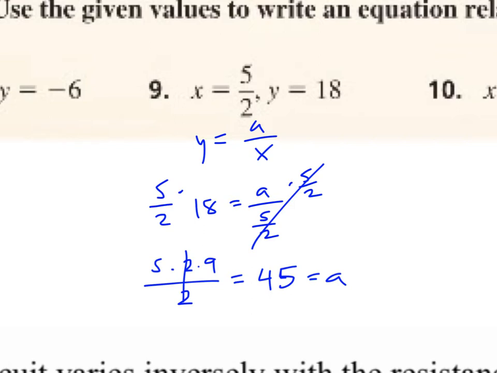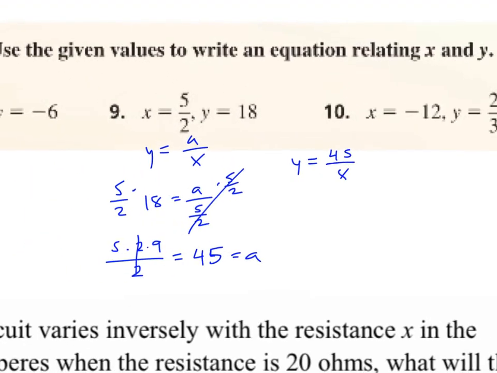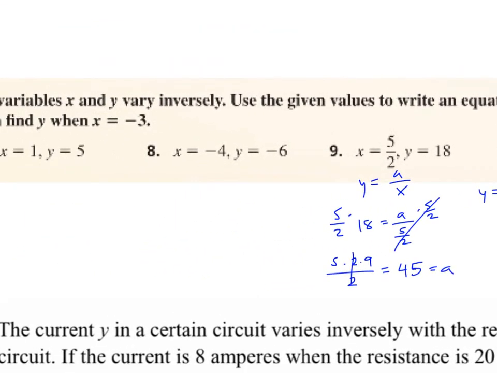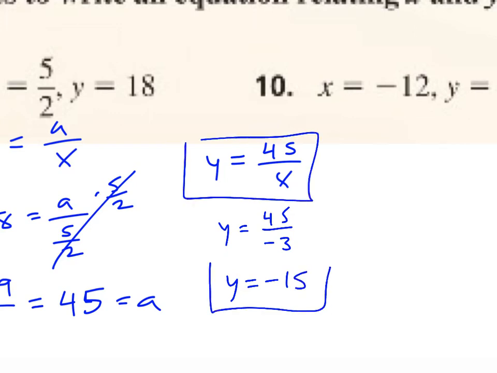So now we plug this into our equation for a. So we have y is equal to 45 over x. And it tells us to plug in what for x? Negative 3. So y is equal to 45 divided by negative 3. So what's y equal to? Negative 15, yeah, negative 15. So this is our equation, and this is our y.